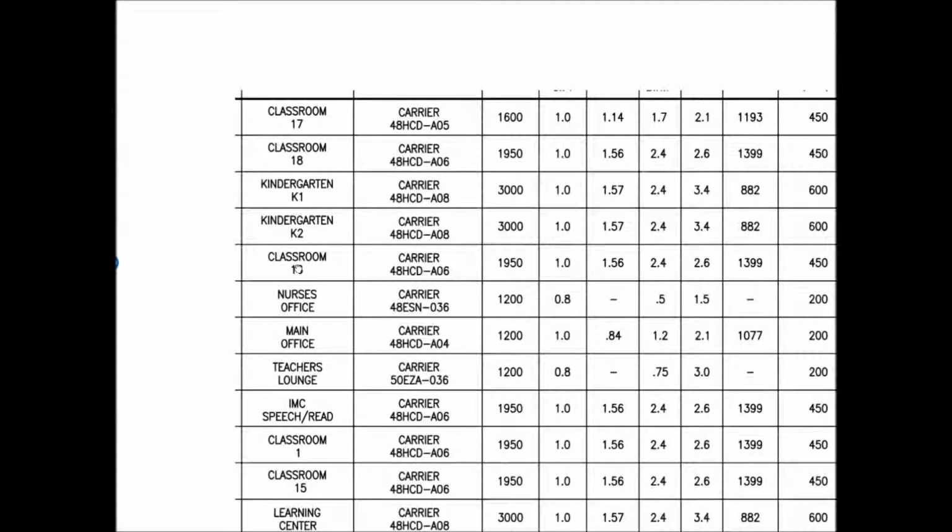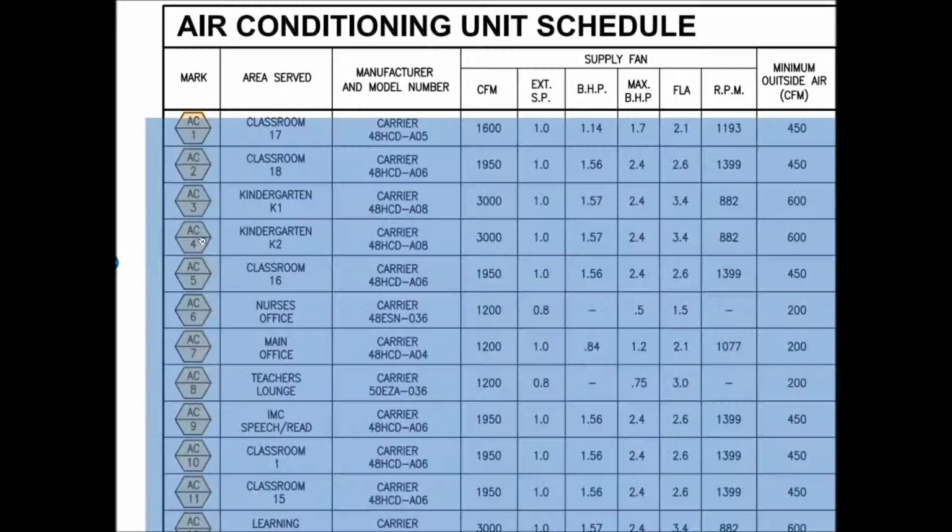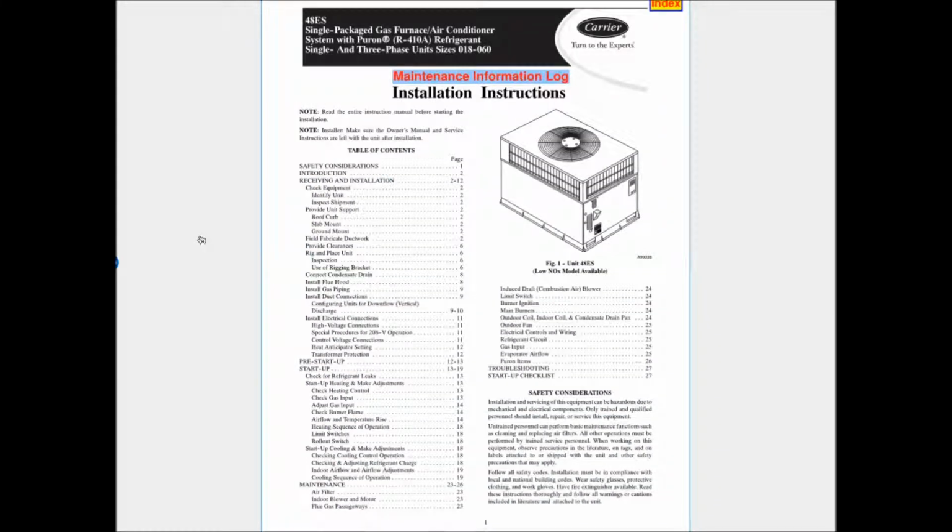We know it was AC unit 4, so we can select it by clicking here. Once we click the AC unit on the air conditioning schedule, we are taken to the O&M manual. We now look at the O&M manual table of contents to find information associated with the oil type. We can select here, Pure-On items, scroll to page 26, or click here.